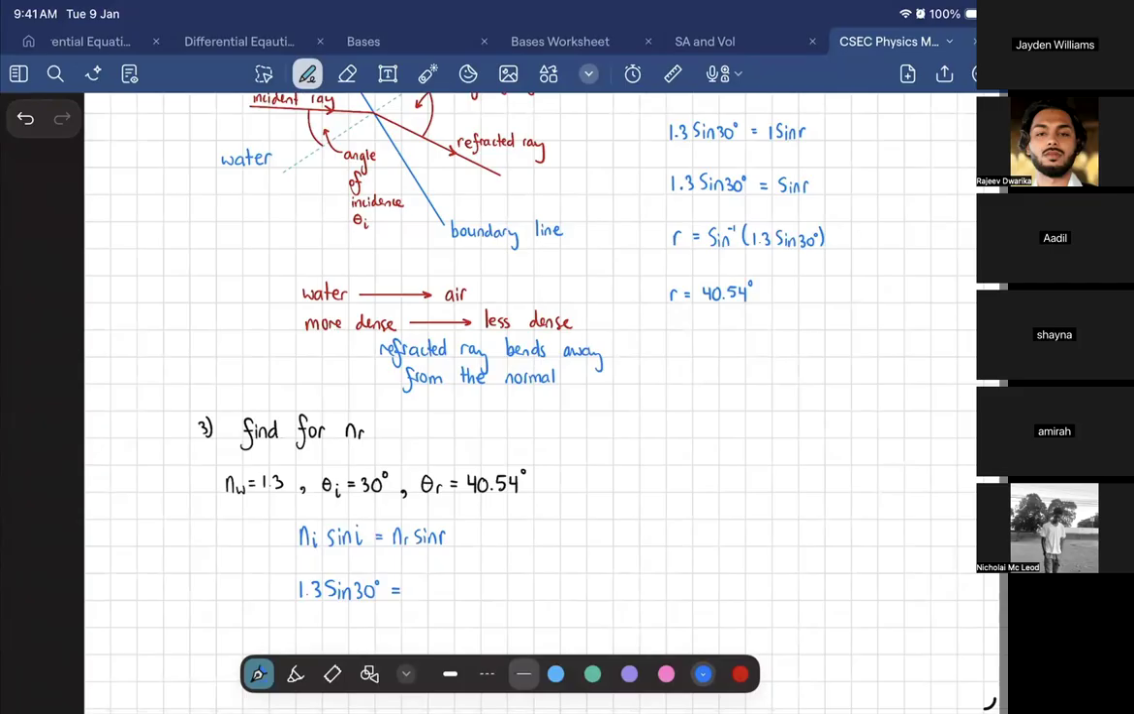What is the question saying? To find NR. So we've got to find NR, so you're going to leave that blank. Going to write down sine. Do I know what R is? Yeah. What's R? 40.54. Right.